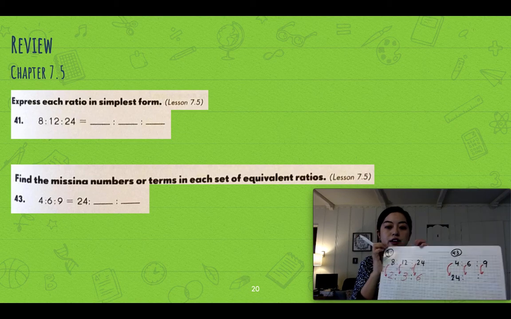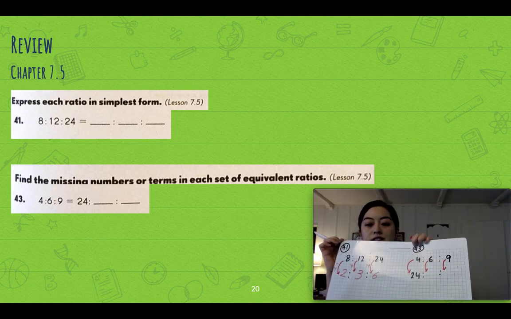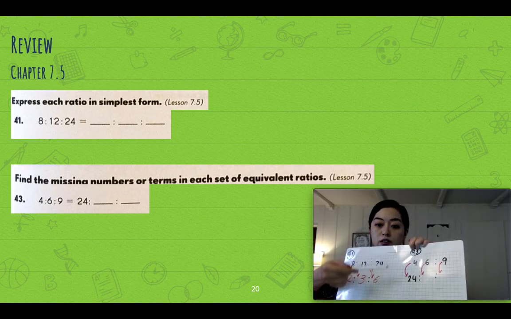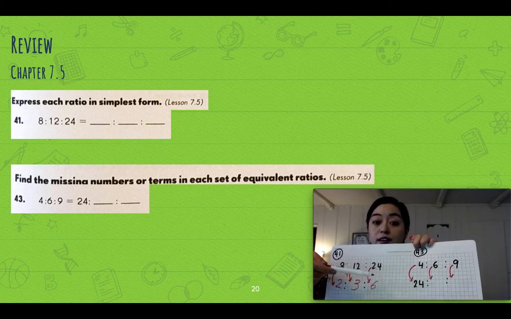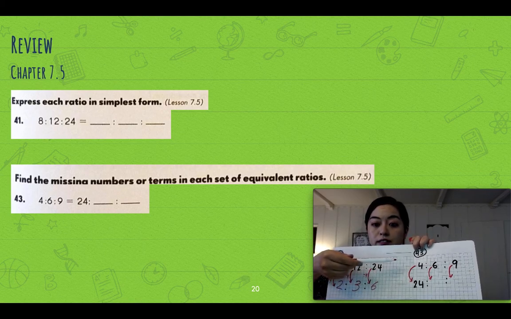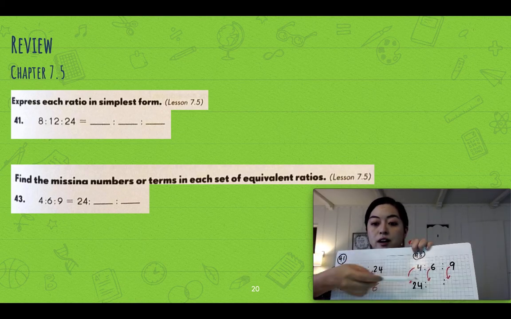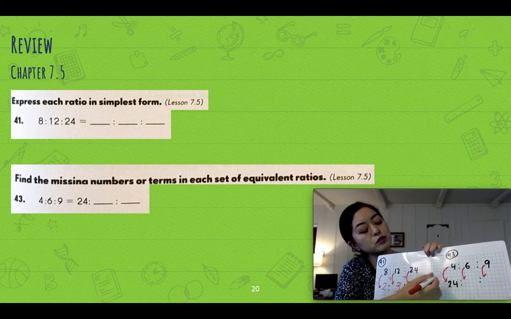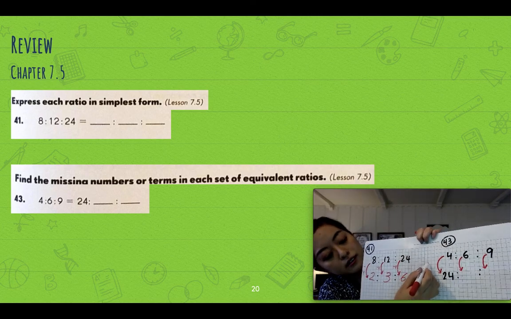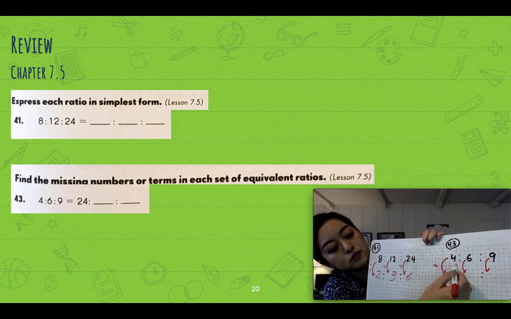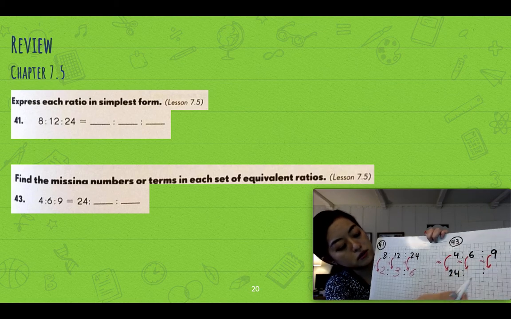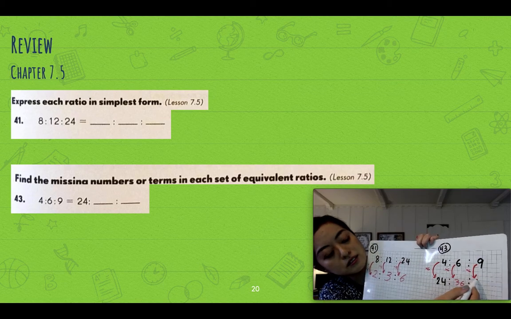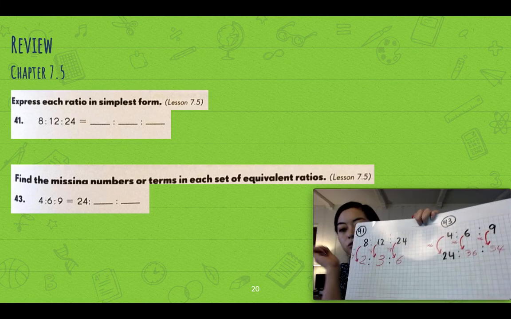Let's try 43. For 43, we're finding the missing terms. I like to stack them up on top of one another so I see which terms they are giving me. I'm given the first terms here. 4 to 24, it gets bigger, so I have to multiply. 4 times what gets you 24 is 4 times 6. Whatever I do here, I have to do to the other terms. So 6 times 6 is 36, 9 times 6 is 54. These are my missing terms.